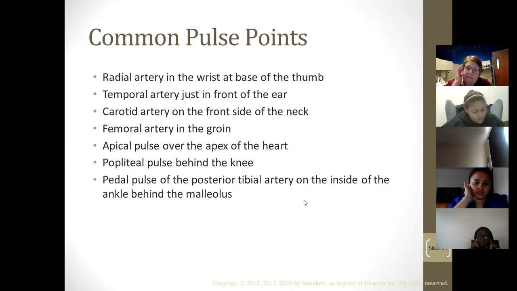Okay, there it is. Carotid is on the front side of the neck, so you want to go up against the trachea. Femoral artery is in the groin. Your apical pulse is at the apex of the heart, which is the bottom of the heart, okay? And to find that, you're going to count down 5 intercostal spaces.